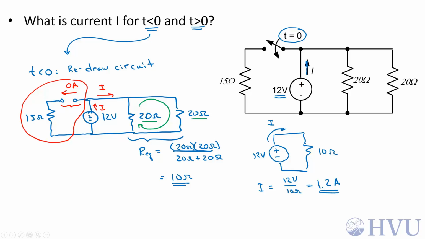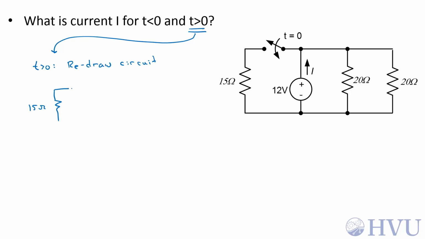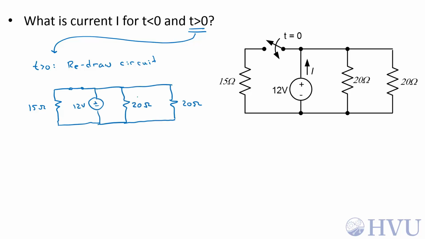Now let's do the problem for time greater than 0. For time greater than 0, again, I'll redraw the circuit. Now the switch is a short circuit after it's closed. Now if I draw this loop, it goes through only two resistors. The two 20 ohm resistors are still in parallel.